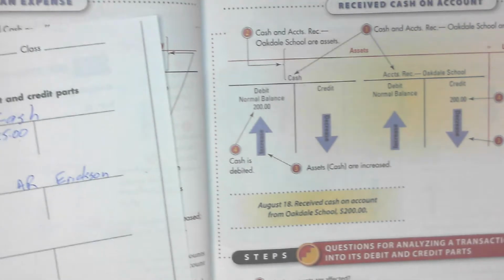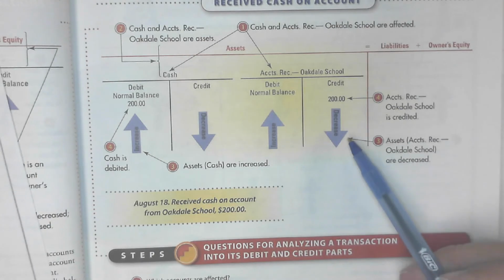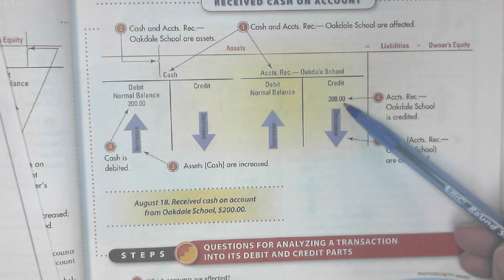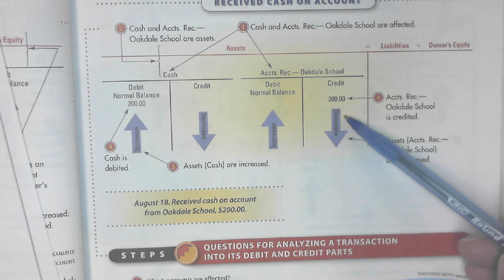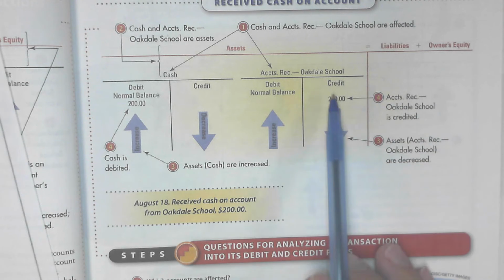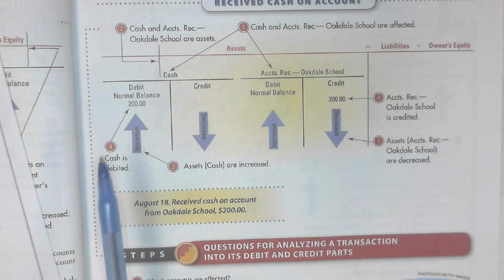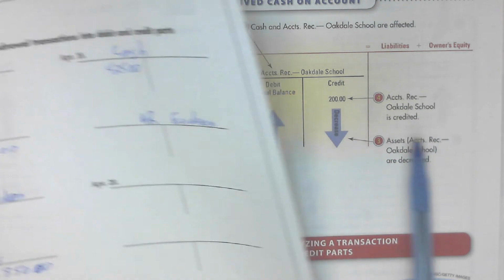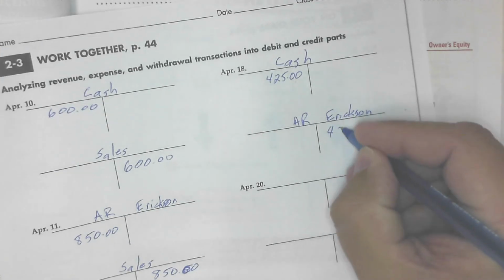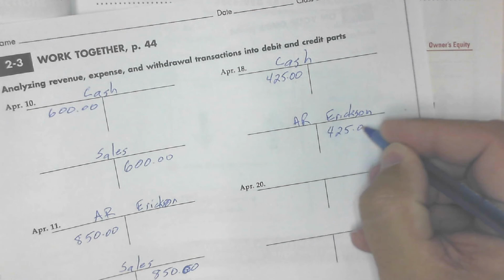So I'll go over here to the book. We had a decrease, so this decrease is going to go under the credit side of his AR account.